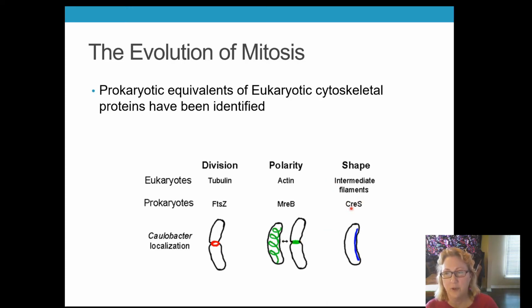And they also have a protein, CreS, that's the equivalent of keratin, and it is not involved with binary fission, just like intermediate filaments are not involved with mitosis, and it does seem to help with maintaining the cell's shape. So it's an interesting story, and the fact that prokaryotes have proteins related to the proteins involved with the cytoskeleton in eukaryotes.